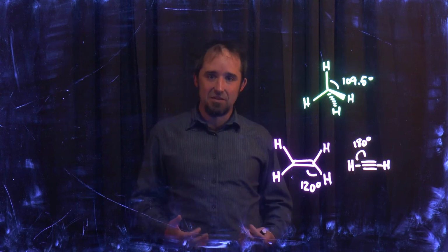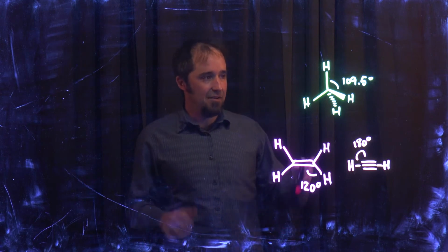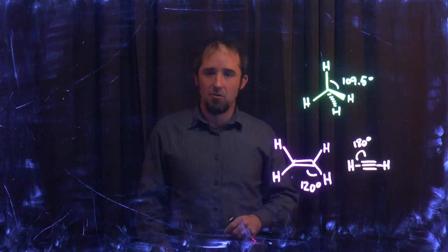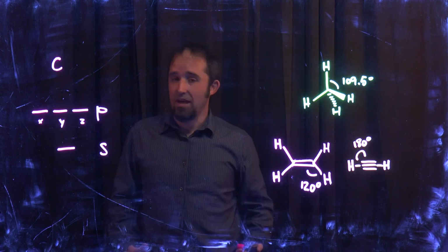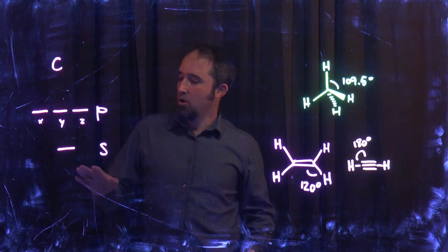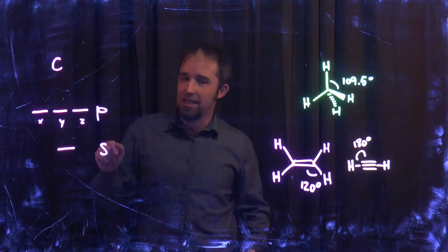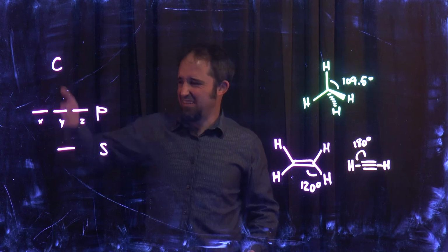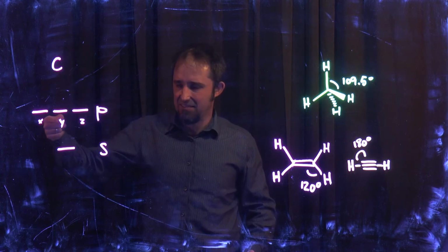So we need a system that's going to help us not just understand bonding in tetrahedral things, but understand bonding in molecules that look like this. Okay, here are carbon's atomic orbitals. We've got one s orbital and three p orbitals. Again, we usually think about this as along the axes: x-axis, y-axis, z-axis.